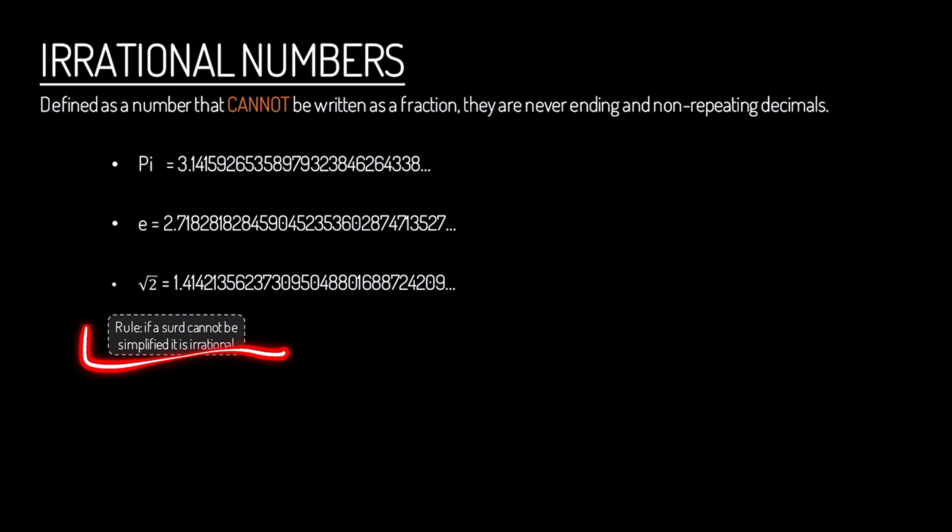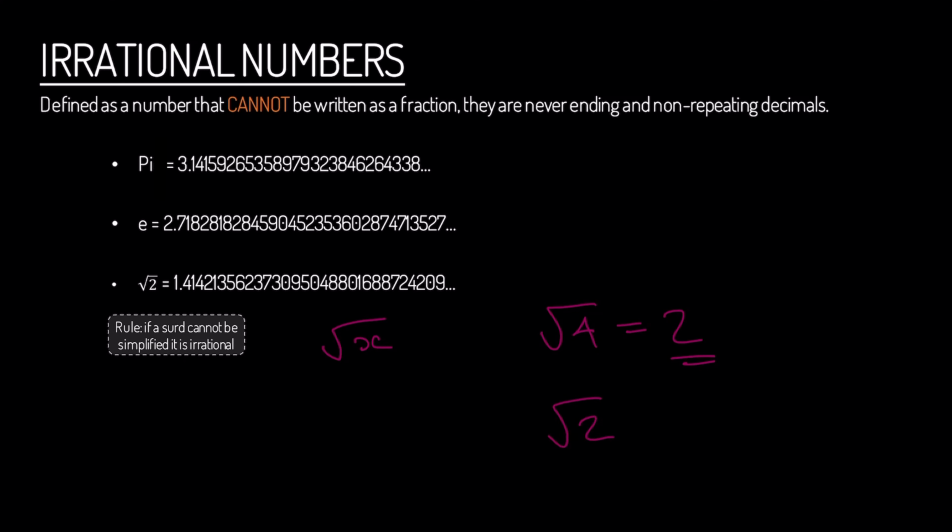But a rule to note with surds is that if a surd cannot be simplified, then it's irrational. By a surd, all we mean is a square root of any number. Square root of 4 we can simplify down to 2. 2 is an integer, therefore it's rational. But square root of 2 we cannot simplify. And because we can't simplify it down to a whole number, it automatically makes it irrational.